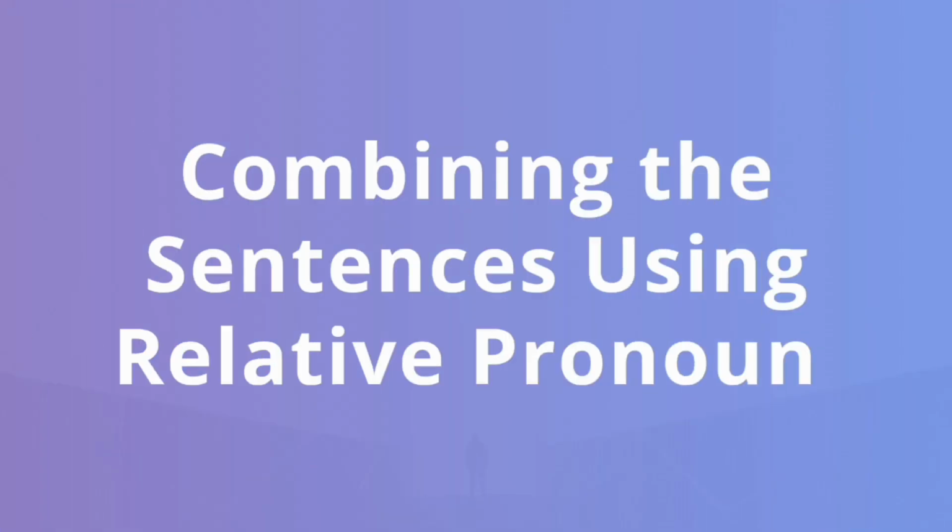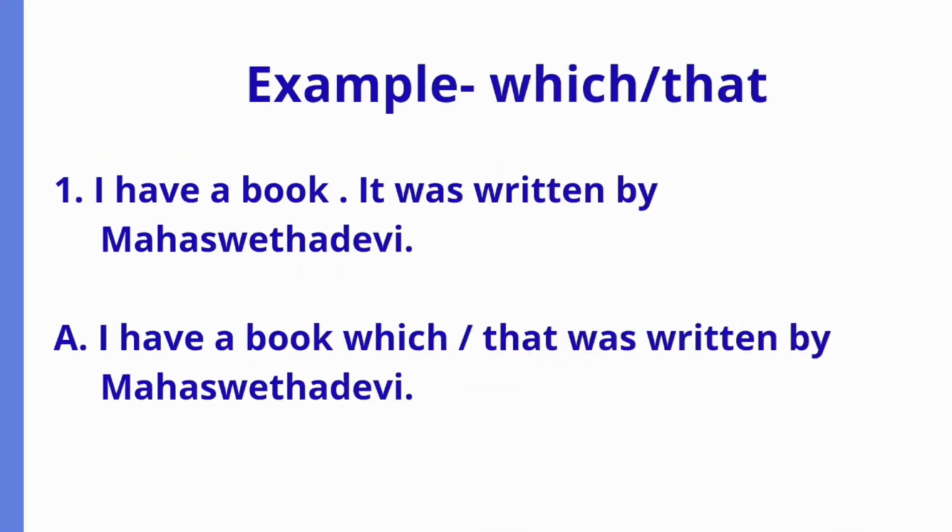Let's know how to combine two sentences using a relative pronoun. Example 1. I have a book. It was written by Mahasweta Devi. The noun to be related here is book. It is a thing. So let's use that or which. I have a book which was written by Mahasweta Devi.